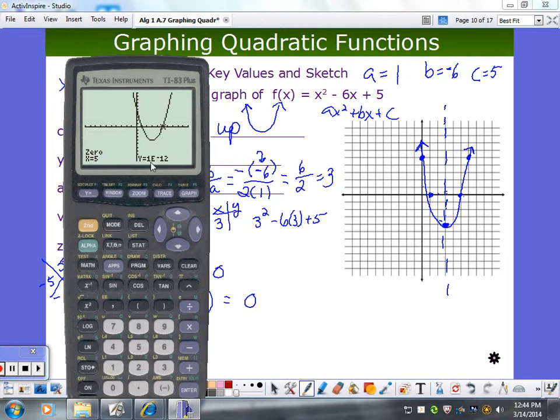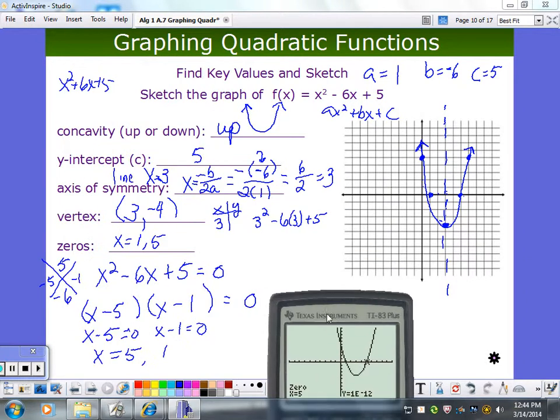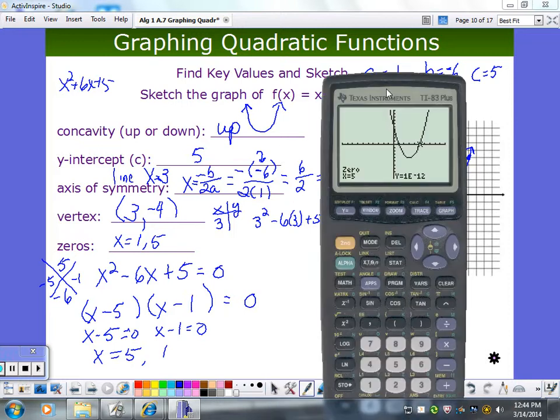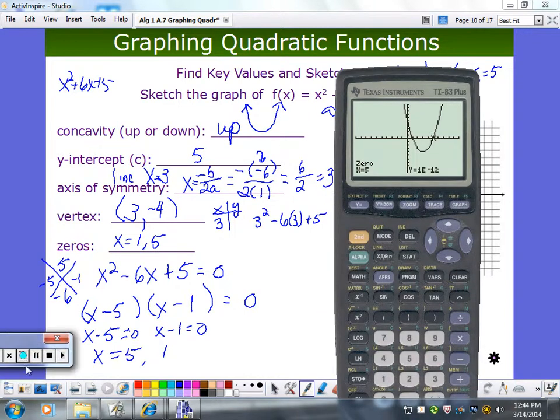5. And this is a negative 12 again. That's zero essentially, right? It's scientific notation. 1 times 10 to the minus 12. Virtually zero. This algorithm is just taking a little longer. So we found it. And when we come back from lunch, we'll look at how you find a vertex.